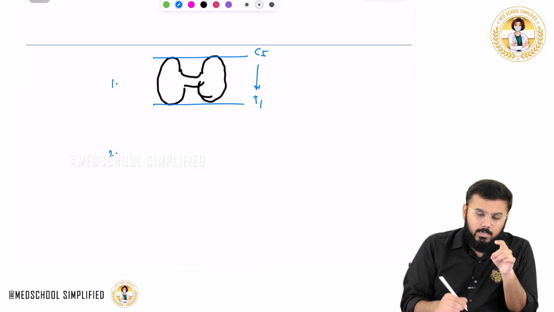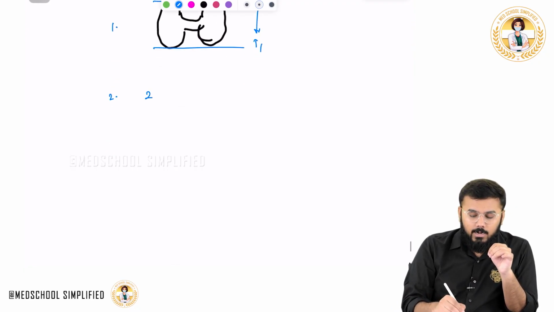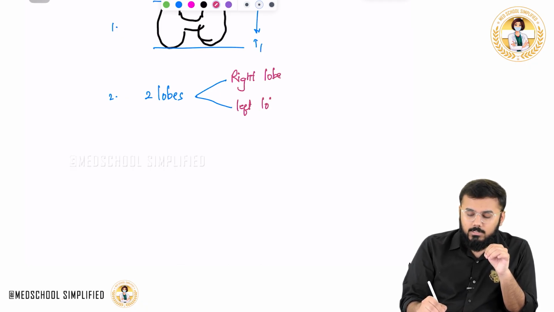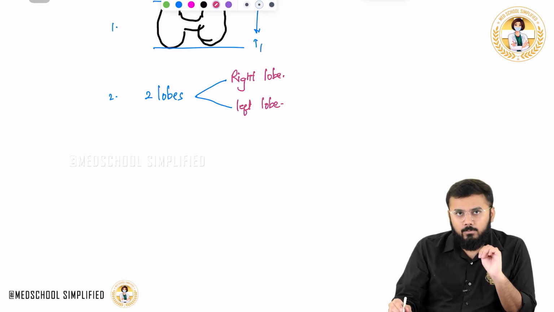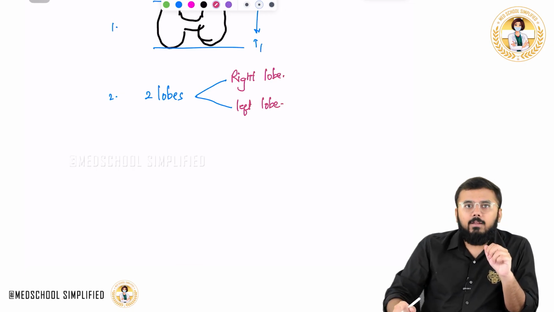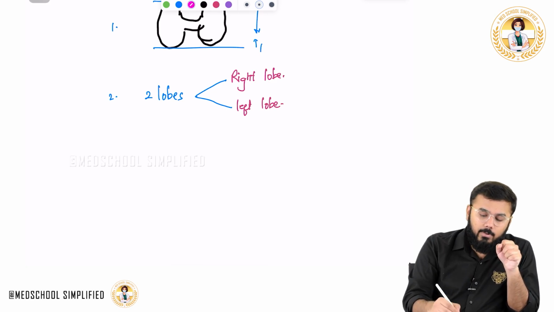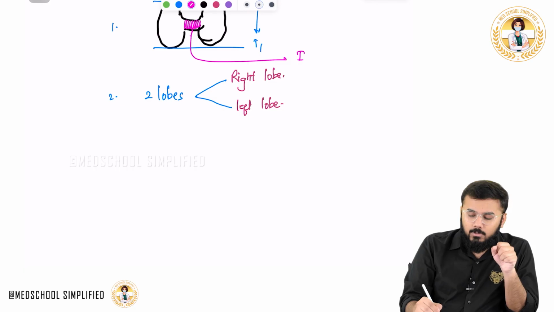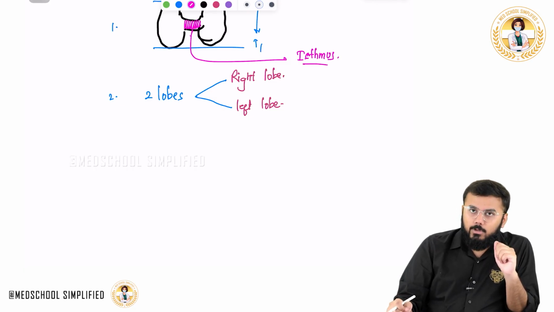Second important thing is that this thyroid gland has two important lobes. What are these two lobes? One is called your right lobe, another is called your left lobe. So how many lobes are there? Right and left. Now, the right and left lobe together are joined by a special structure called your isthmus. Together they are joined by your isthmus.